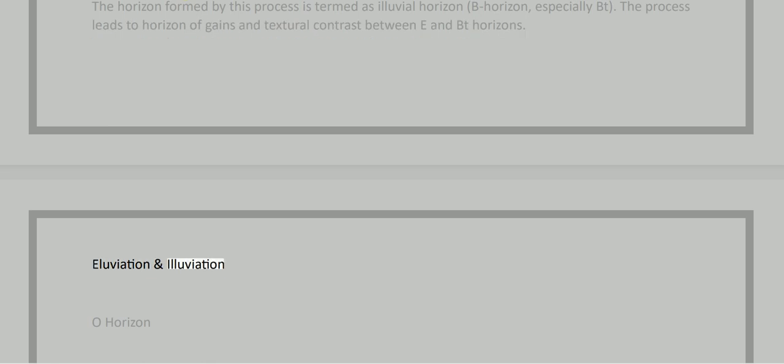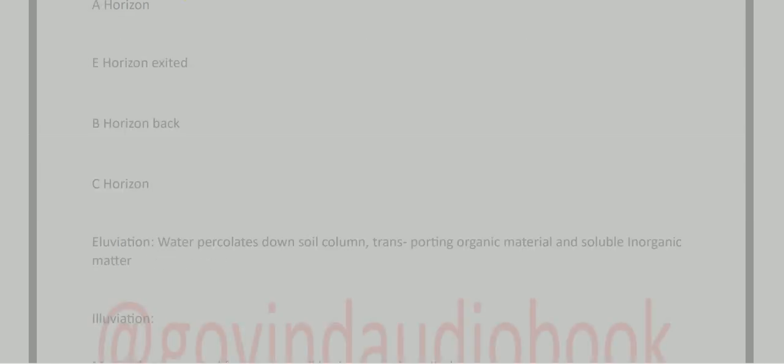Eluviation and illuviation. O horizon, A horizon, E horizon (eluviated), B horizon (illuviated), C horizon. Water percolates down the soil column, transporting organic material and soluble inorganic matter. Materials transported from the upper soil horizons are deposited, surrounded by soil particles and other material.